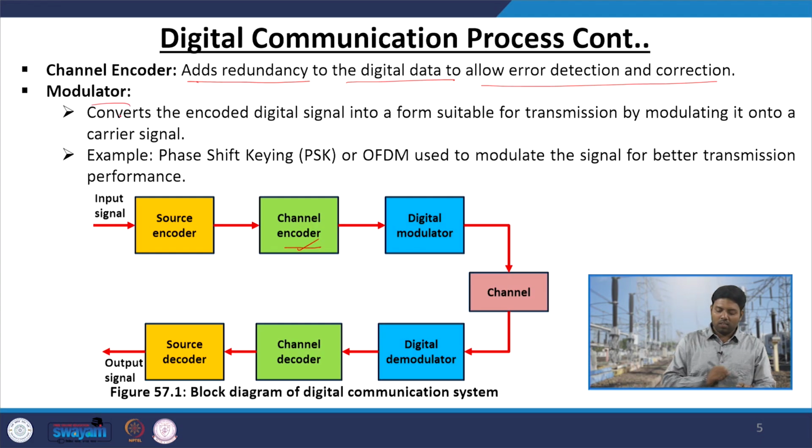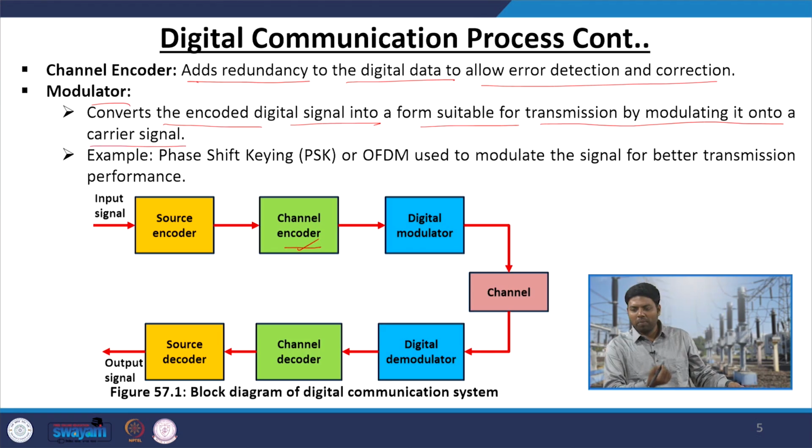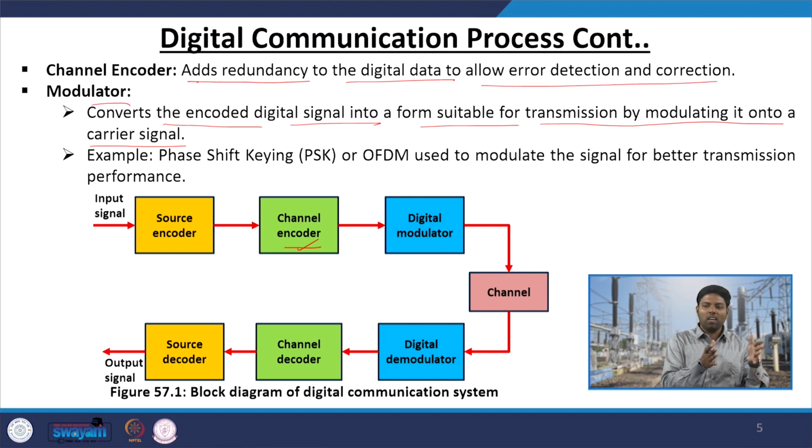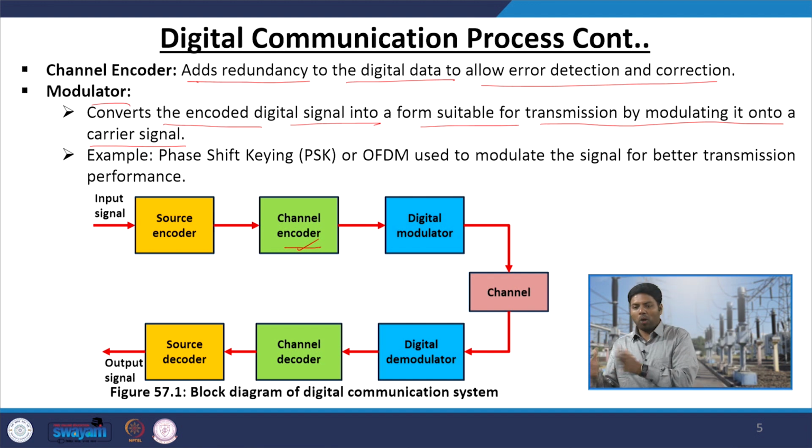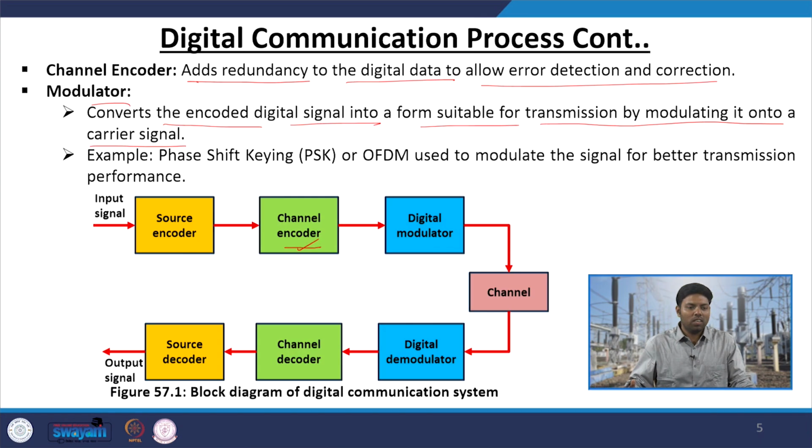Then you have the modulator. What does it do? It converts the encoded digital signal into a form suitable for transmission by modulating it onto a carrier signal. Because each and every medium, like wireless or wired, fiber optics or PLC, their data transmitting technology is not the same. So, with that 0101 combination or your digitized data, you have to convert it to a form feasible for the proper communication medium. That is done in the modulator.